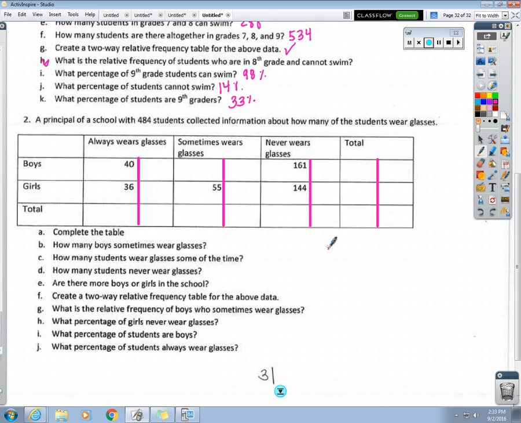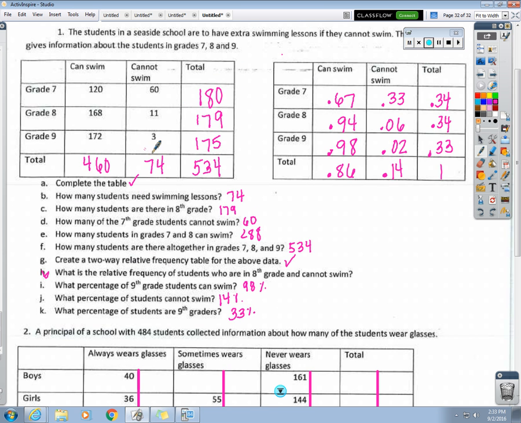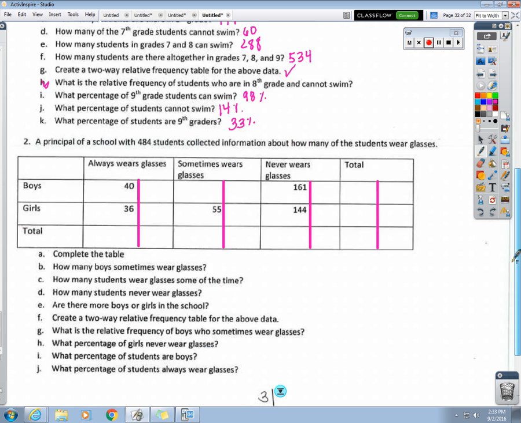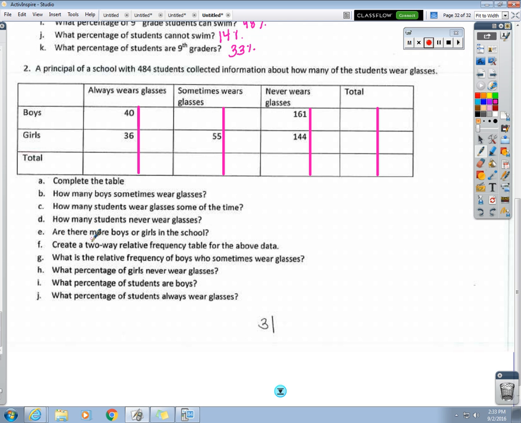Okay, this is what I want you to do for the next few minutes. I want you to try number 2. Okay, let me go ahead and show you some things though about it. You know how up here in the previous question it gave us this table and then it gave us a separate one for all the percentages? Well, down here when you get to letter F it says create a two-way relative frequency table.